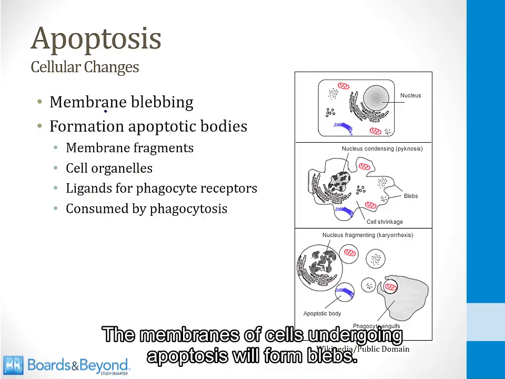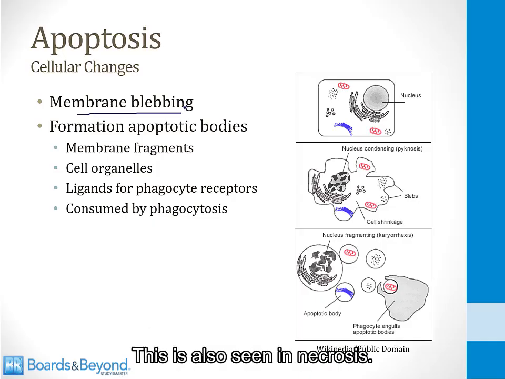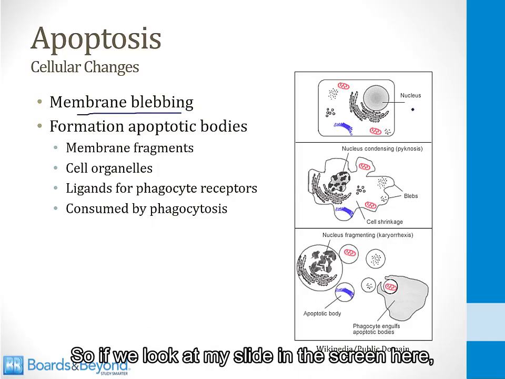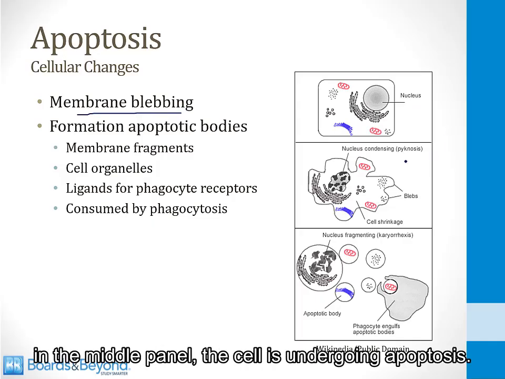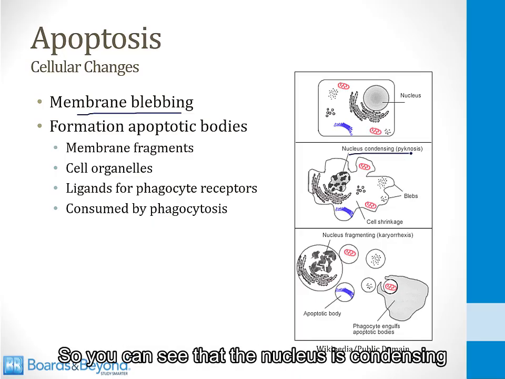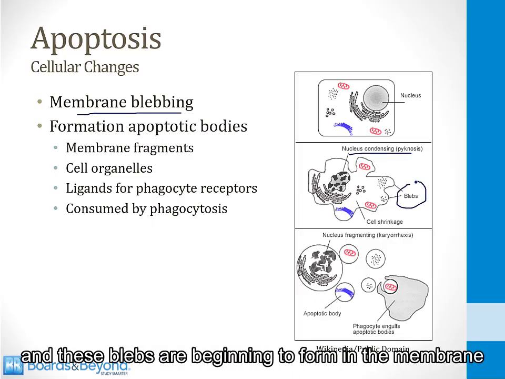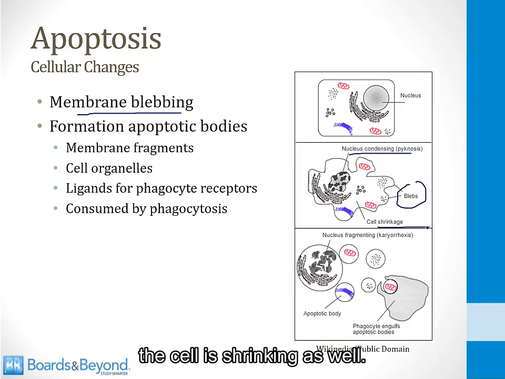The membranes of cells undergoing apoptosis will form blebs. This is also seen in necrosis. So if we look at my slide on the screen here, the top is a normal cell. In the middle panel, the cell is undergoing apoptosis. So you can see that the nucleus is condensing and these blebs are beginning to form in the membrane. The cell is shrinking as well.